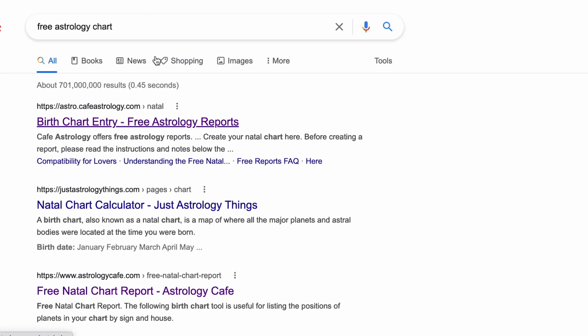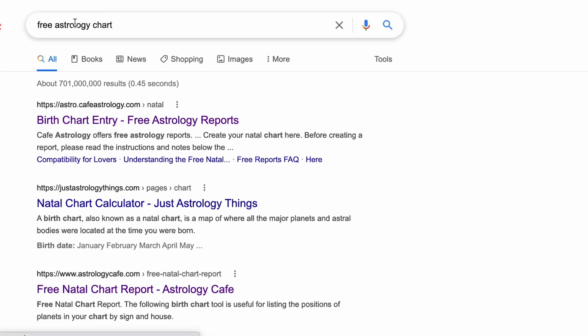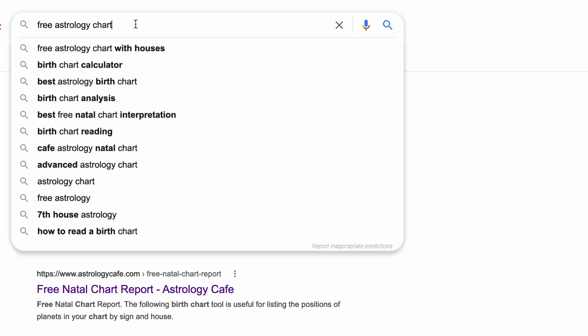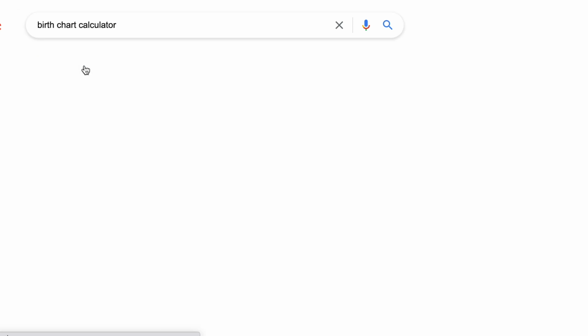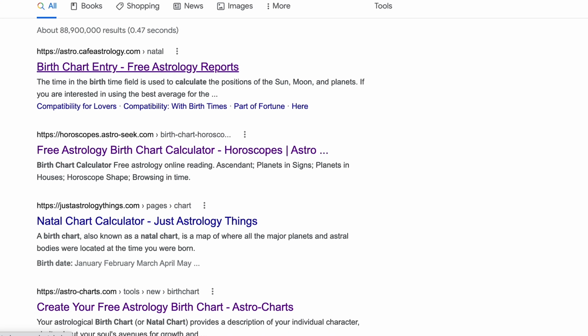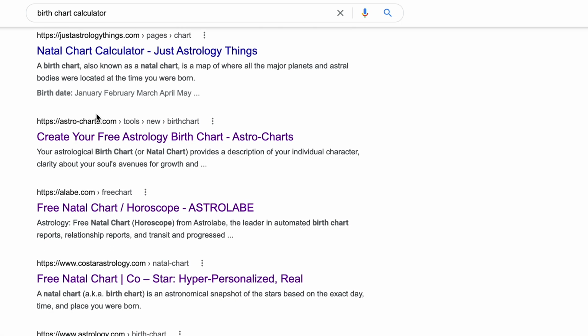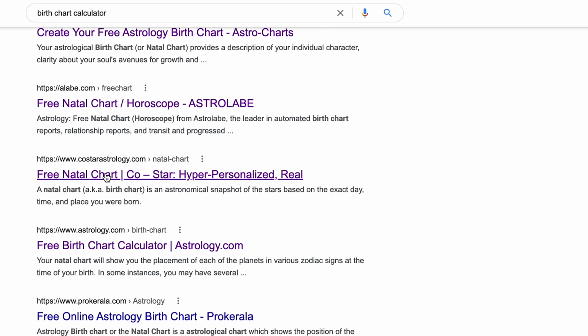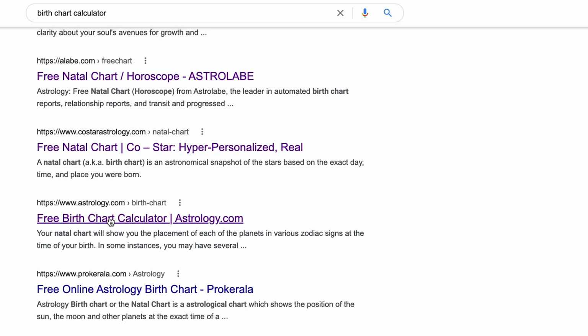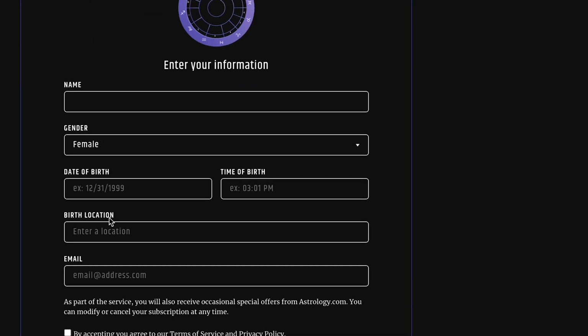I hope this did it for you, and you can repeat those steps if you want. Let's go back and I'll show you this once again. So just run a search for free astrology chart on Google, and here we go. We have also birth chart calculator. Here are all kind of websites that are offering you a birth chart calculator, and you can choose any of them here. Let's choose another one.